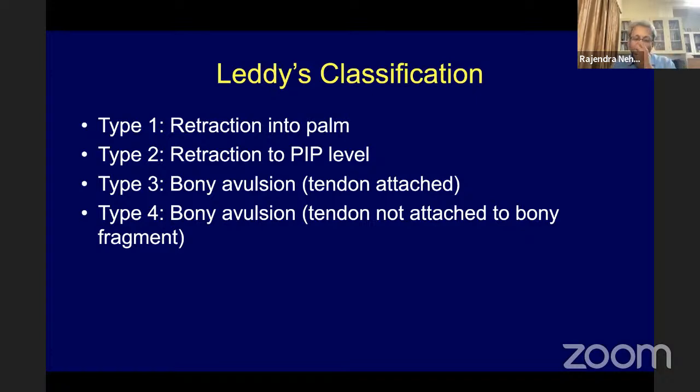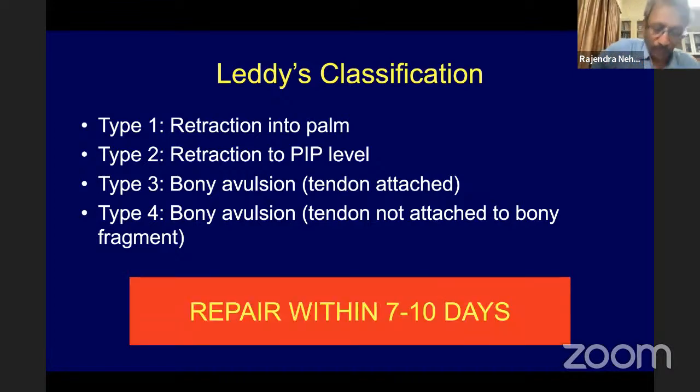Zone 1 injury is classified by Leddy. Type 1 is retraction into the palm, so it is an avulsion and goes directly into the palm. Type 2 is retraction to the PIP level, because of the vincula it remains at PIP level. Type 3 is bony avulsion with the tendon attached, and type 4 is bony avulsion with the tendon not attached to the bony fragment. They are separate.